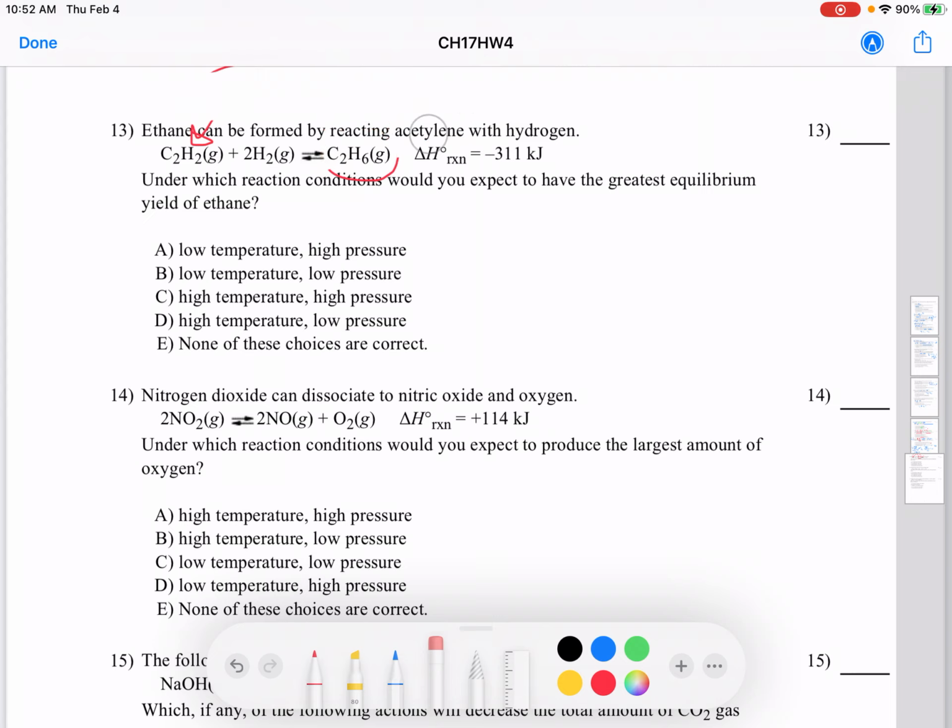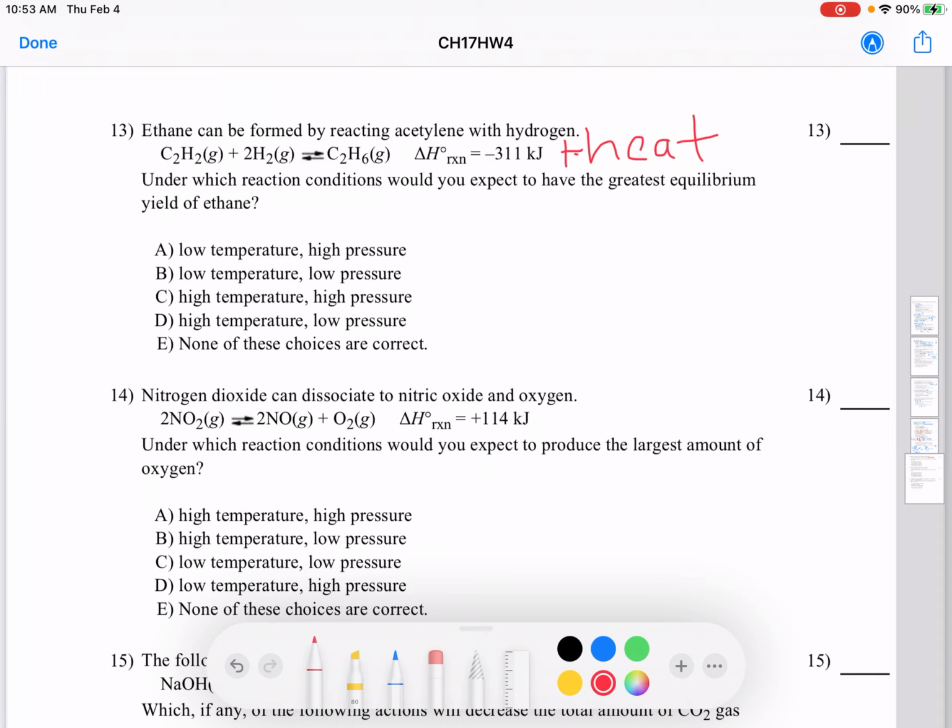Okay, so we are given delta H of the reaction as negative 311. Now tell me whether it is an exothermic reaction or an endothermic reaction. Negative delta H, exothermic reaction, correct? So then where do you find the heat in an exothermic reaction? Reactant or a product? Product, right? Exo means you are releasing heat, so heat is a product. So plus heat.